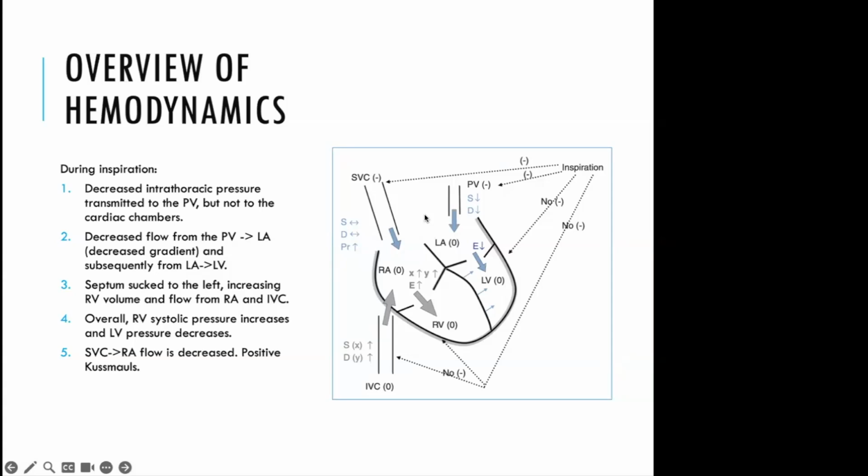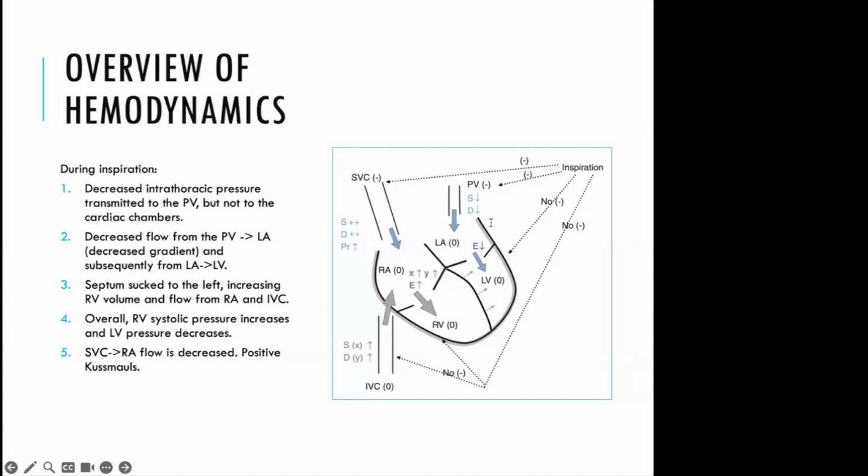With regards to the SVC, it is an intrathoracic structure, so its pressures are decreased, which creates a decreased gradient from the SVC to RA, so flow is decreased, and this actually results in a positive Kussmaul sign, which is what we see.